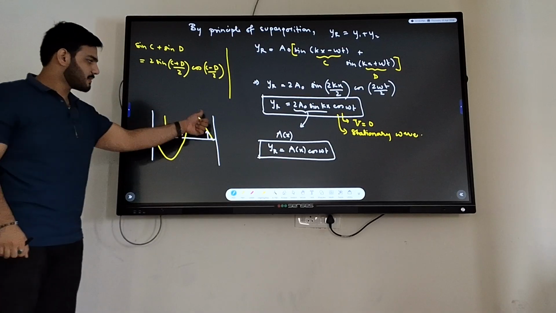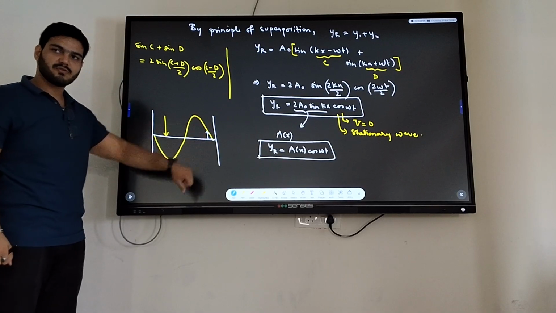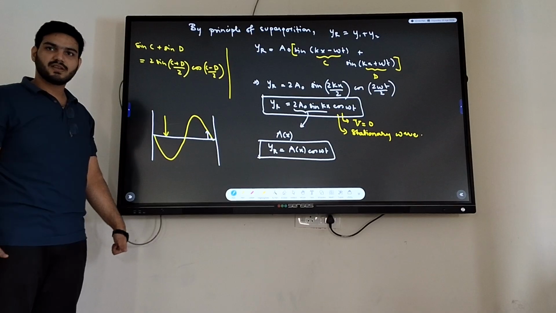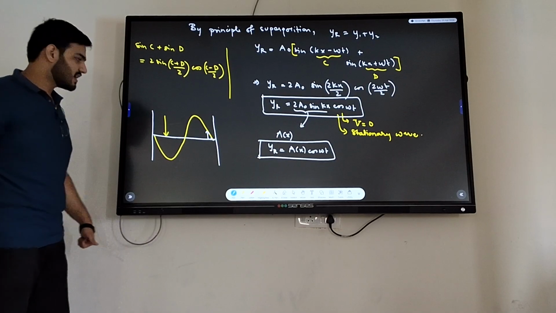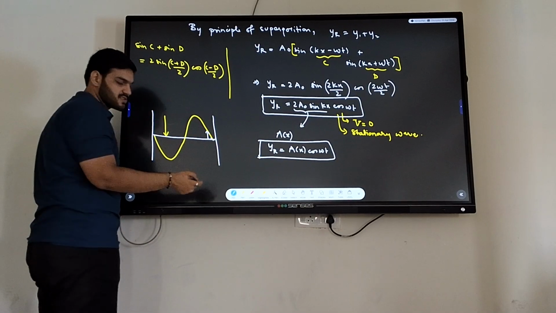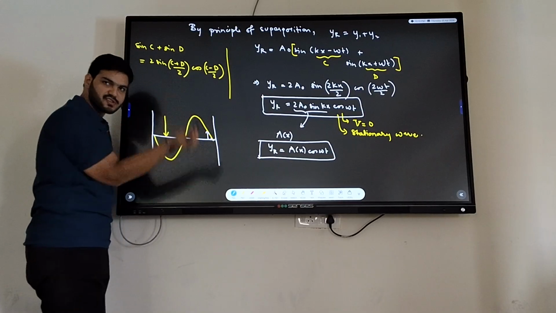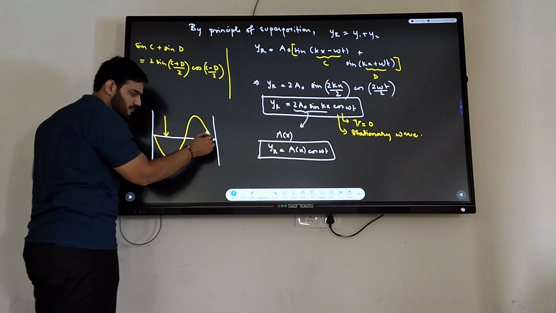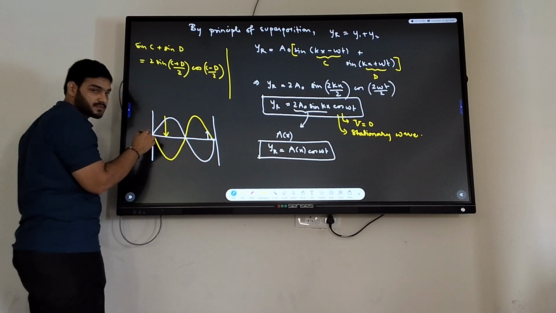So it's like a force upwards. A wall will provide a force downwards. It's a reaction force. Yes or no? The reaction force. And how will the reaction force be? Downwards. So that means the particles are now forced downwards. So how will the wave now go? It will go like this.